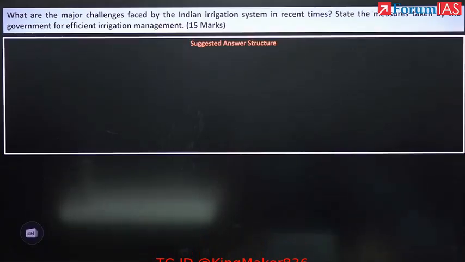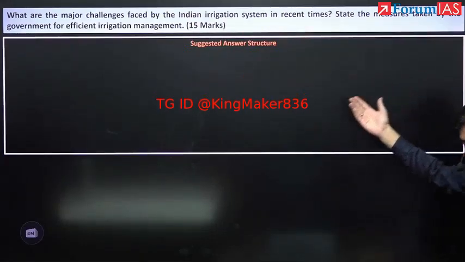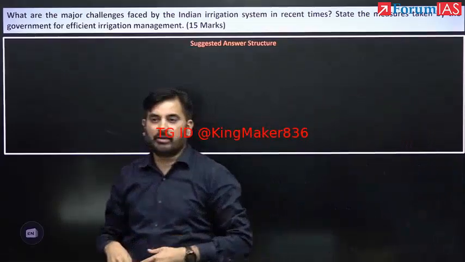Diagram, can you make any diagram here? Can some pie chart or similar be made? Yes, good. A pie chart of the sources of irrigation can be made, where I told you what is the share of tube wells, what is the share of canals, tank irrigation. That can be like a pie chart.